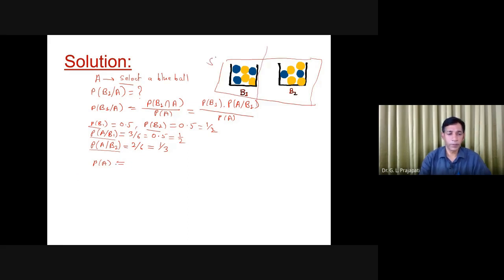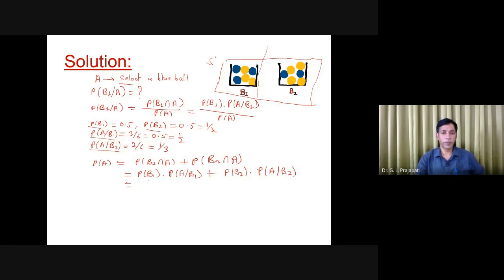So again, probability for the A is what? Probability of B1 and A plus probability of B2 and A, because you have the two partitions only. So what is the probability for B1 and A? This is probability of B1 multiplied by probability of A given B1, plus probability of B2 multiplied by probability of A given B2.